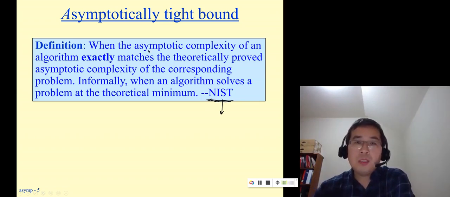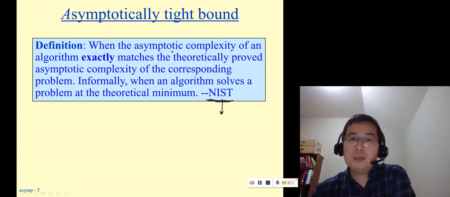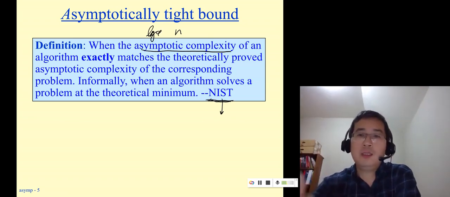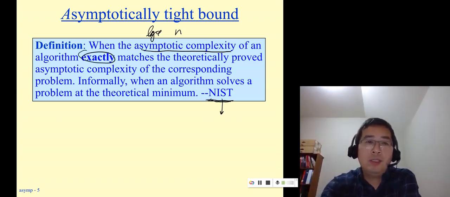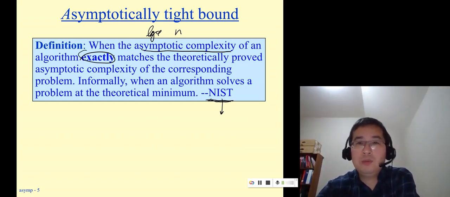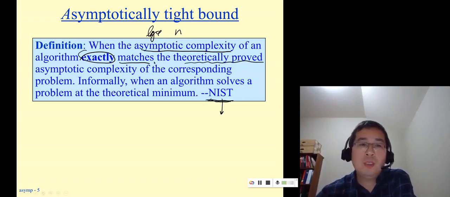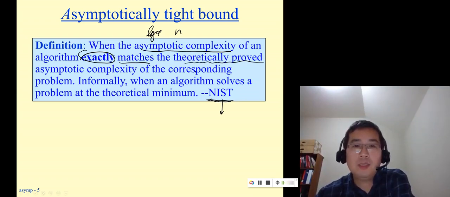So for the asymptotic complexity, this part may still be easy for you to understand. Asymptotic complexity means we look at a large n. When the complexity of the algorithm exactly matches, that means when we talk about large n, they have the same. Exact match means they are the same. It matches the theoretically proved asymptotic complexity of the corresponding problem.